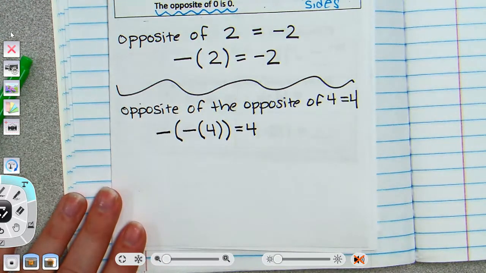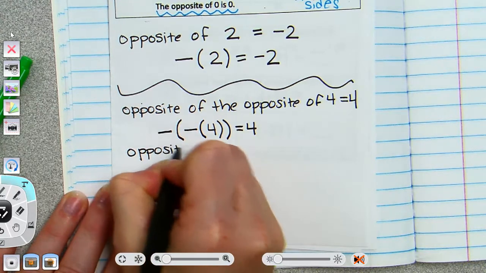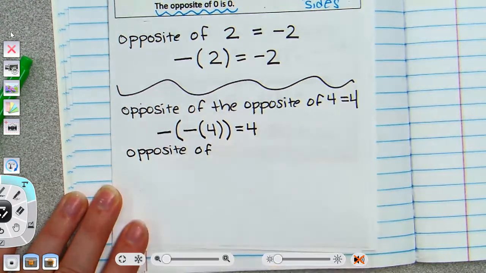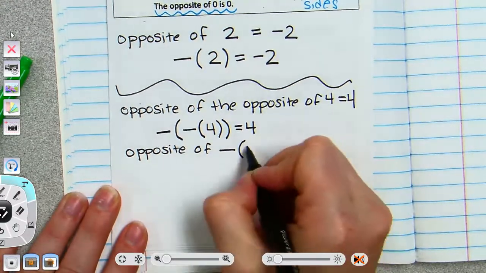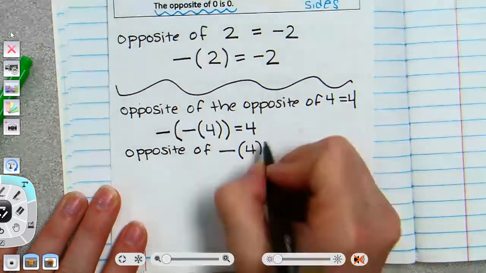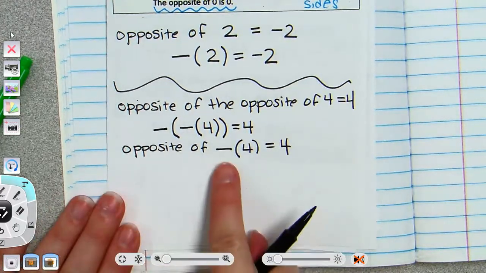The last way you might read this is actually a combination of the two. We might use some words, but also some symbols. So another way we could write this is opposite of, I'm going to use words. Now I'm going to use a symbol, opposite of 4. That also equals 4. So it's still a double opposite. One of them was a word and one was the symbol.